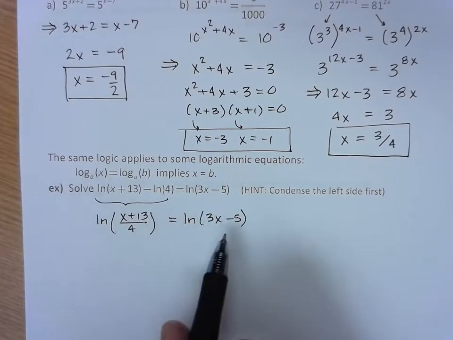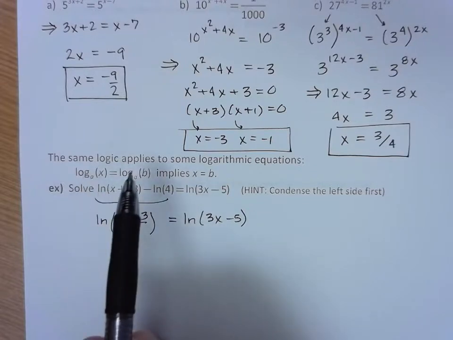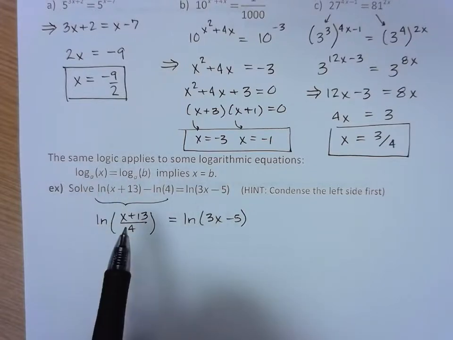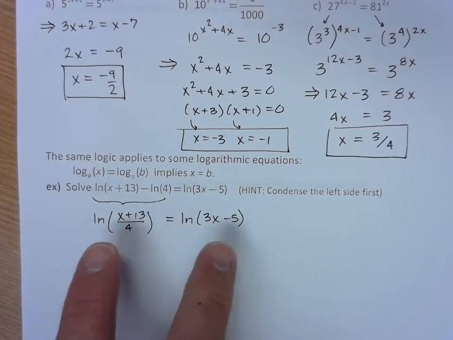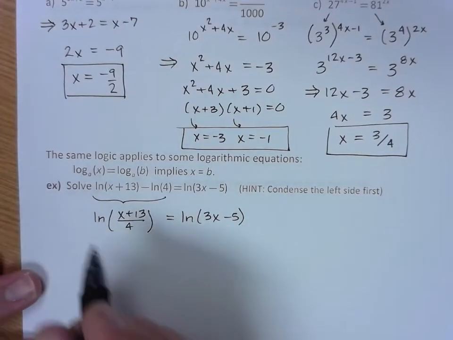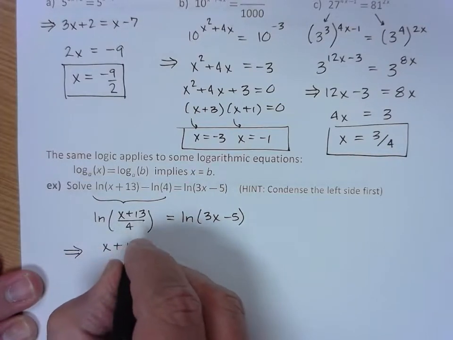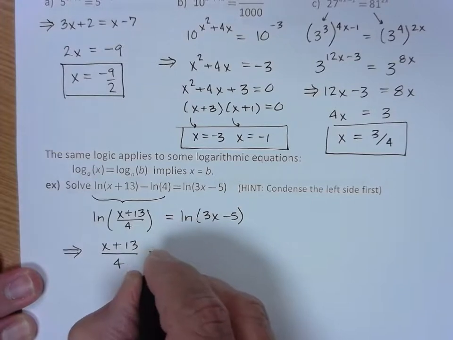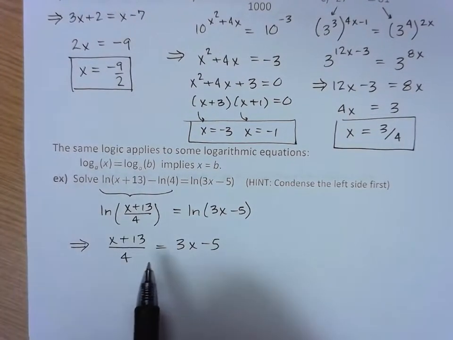And now I do have a situation where I can use the one-to-one implication. Both sides are the same logarithm, and if it's condensed to where you have one logarithm equals the same logarithm, you can equate the arguments inside. So this implies that x plus 13 over 4 equals 3x minus 5. So it's a linear equation again.